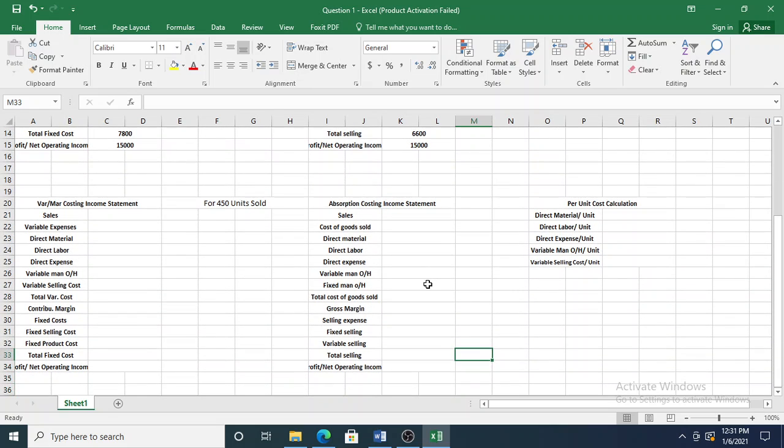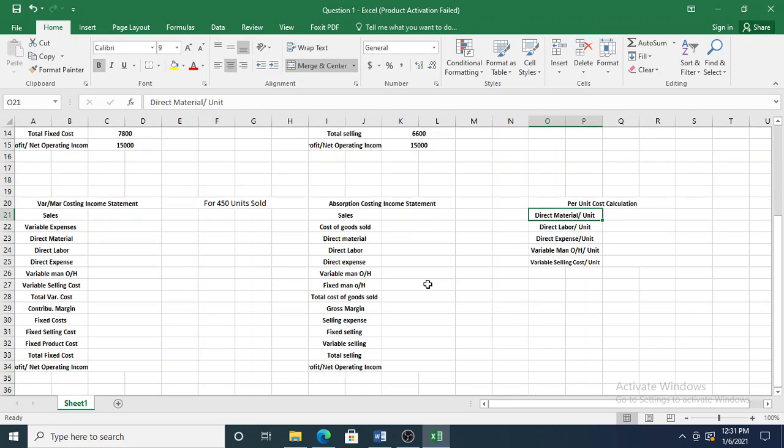for 450 units. The profit for 450 units, but the data that is given is for 600 units and not for 450 units. So we have to find the unit cost of every relevant cost that is affecting the units, and we're going to multiply it by 450.